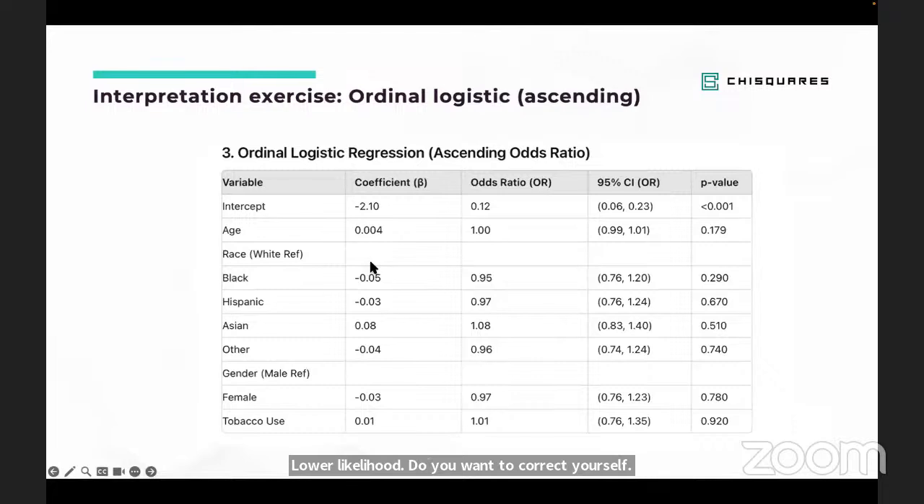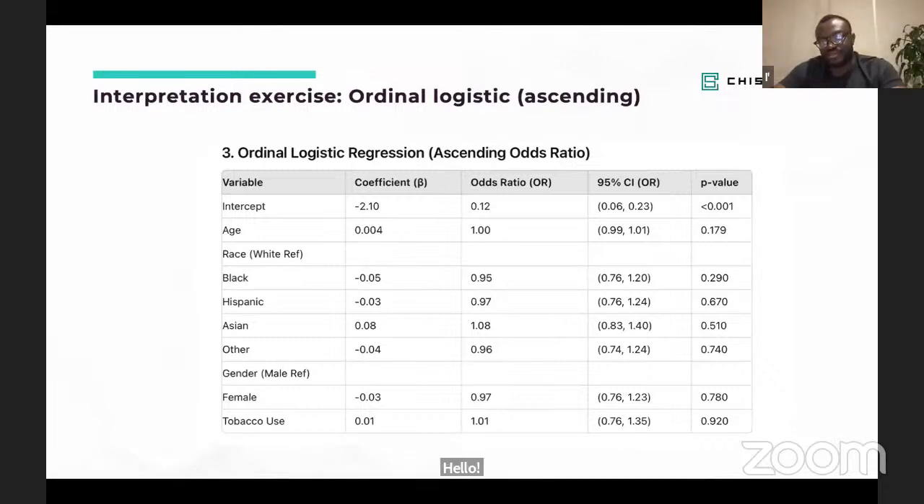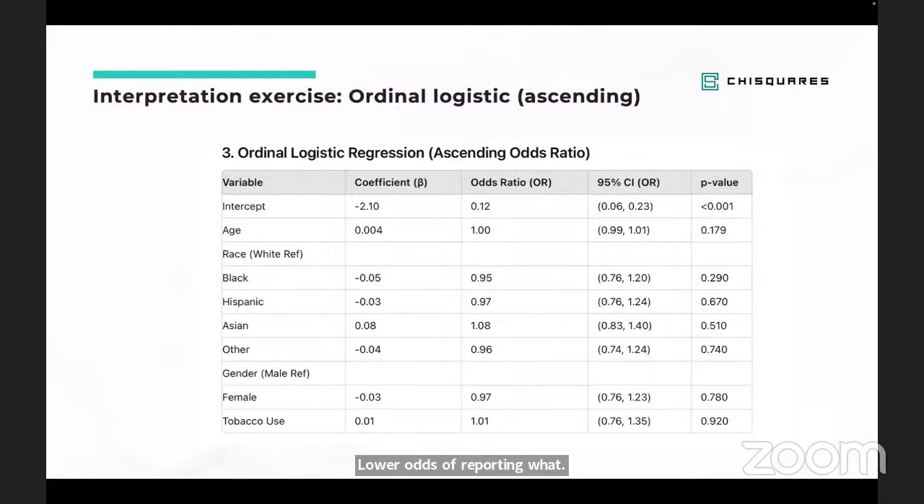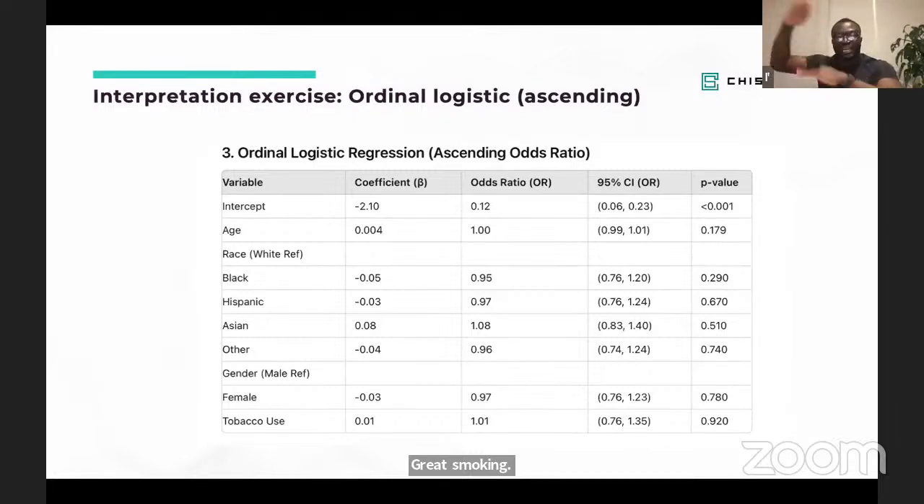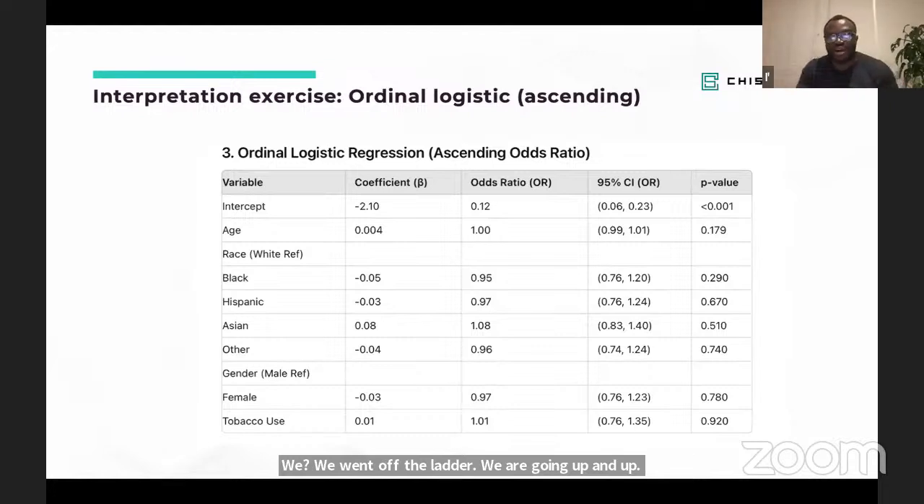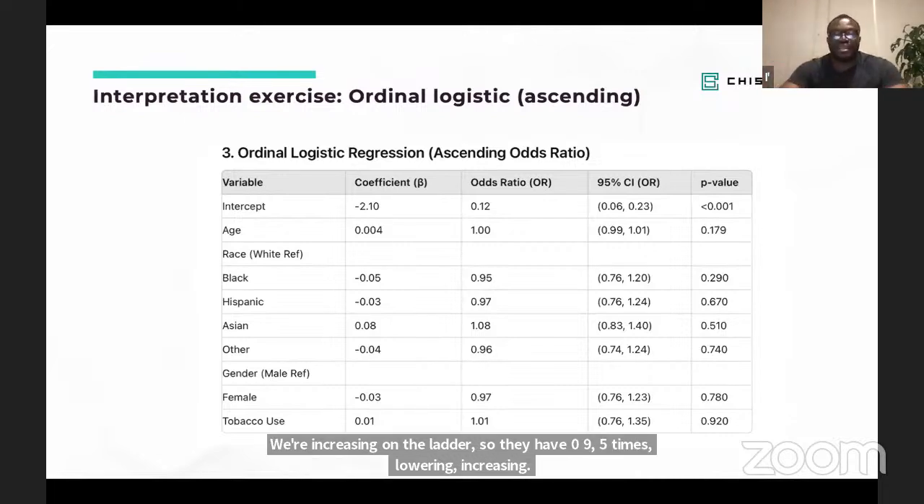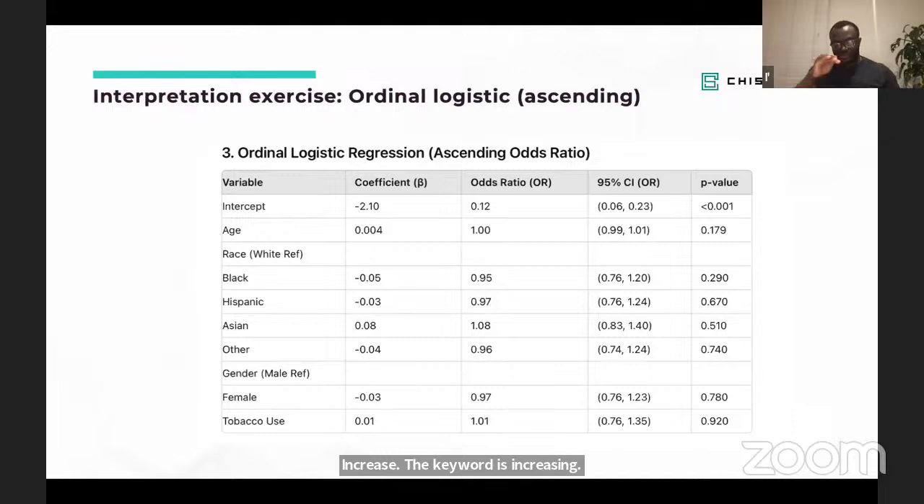So let me go again. Lower odds of reporting what? Lower odds of reporting increasing favorability towards menthol cigarette smoking. That's a very key word you use there, because we are going up the ladder. We are going up and up, increasing on the ladder. So they have 0.95 times lower odds of reporting increasing favorability. The key word is increasing favorability. From step 1 to step 2, or from step 2 to step 3, the favorability is at an increasing level. Why? Because we're going ascending, up the ladder.